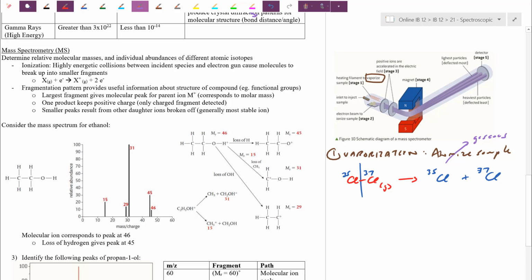The second step here is kind of crazy. This is the one that we're going to focus on mainly. The second step is actually to bombard. We're going to do a process called ionization. So ionization in general means make it charged. In this case here, we're using electron bombardment.